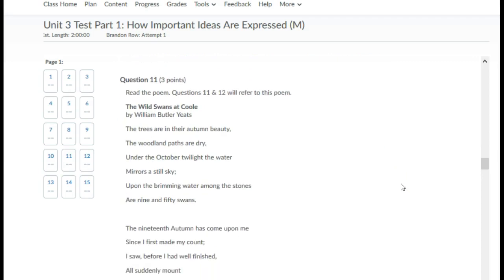Question 11. Read the poem. Questions 11 and 12 will refer to this poem. "The Wild Swans at Coole" by William Butler Yeats.